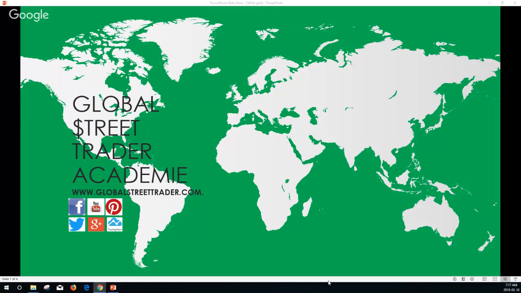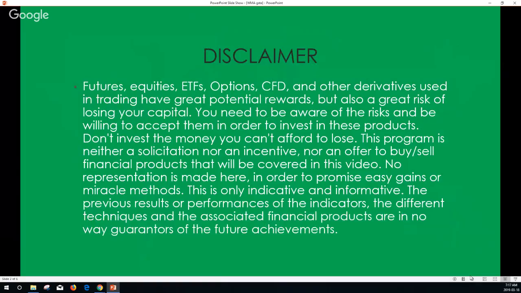Okay, so let's start first with our traditional disclaimer. Of course, futures, equity, ETF, option, CFD, and other derivatives used in trading have great potential reward, but also a great risk of losing your capital. So you need to be aware of the risks and be willing to accept them in order to invest in these products. So don't invest money that you can't afford to lose, okay? And this program is neither a solicitation nor an incentive nor an ad to buy and sell the financial products that will be covered in this video, okay?